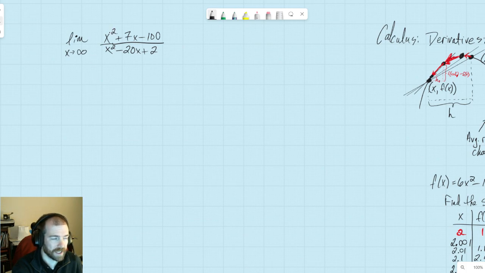But if x is like 10, notice what's happening. 10 squared is going to be 100. That directly subtracts this thing out. And then we've got 7 times 10, which is 70. Divided by here, this is going to be 100 again, and then we have a negative 200, so negative 100 plus 2. So negative 98. So this is going to get us 70 divided by negative 98. Okay, well, that's kind of interesting.